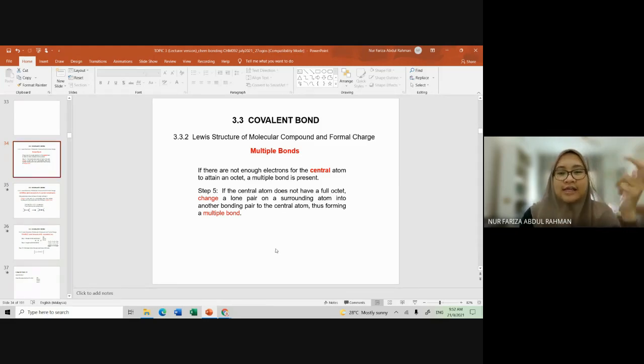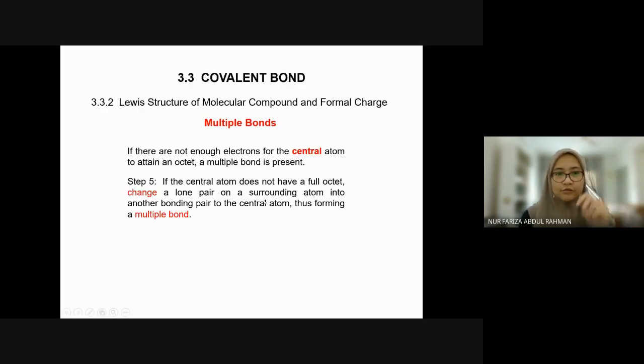Contohnya, okay, let's try out this multiple bond. Bila nak form multiple bond tu? Okay, alright. So kan ada the last step tu kita ada if there are not enough electron for the central atom. Okay, imagine bila kita dah kira-kira tiba-tiba central tak cukup pula dia punya electron. That means dia belum octet. So how do we solve that? Okay, that means kita kena consider for multiple bond. If the central atom does not have a full octet, change a lone pair on a surrounding atom into another bonding pair to the central atom, thus forming a multiple bond.